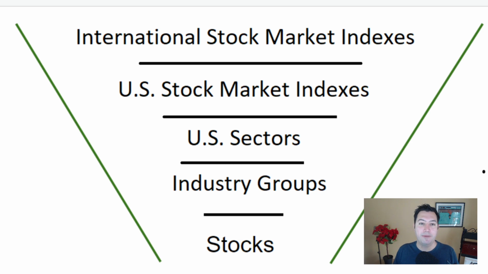Because if the stock market's making new all-time highs and we want to, for whatever reason, be buying leadership, then we're probably not going to be buying the sectors that are making new relative lows, for example. So that's what we're analyzing.